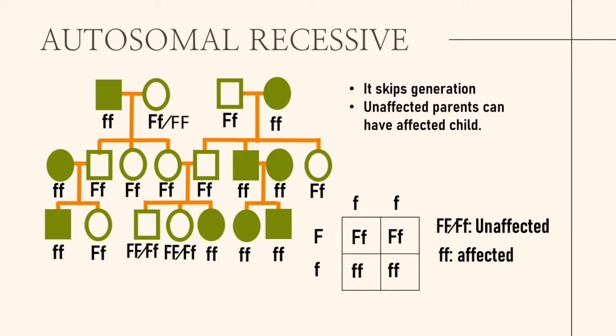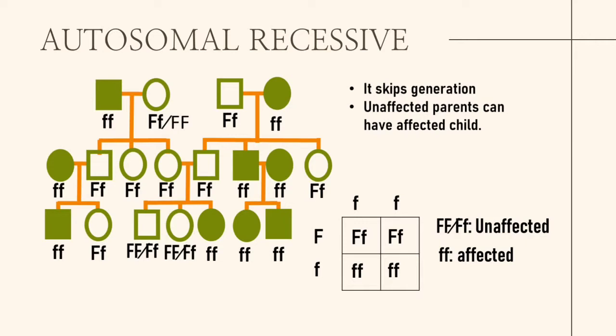Again, this one is tito and tita. Okay? Tito number 2 is affected. Tita number 2 is affected. Okay? Since both of the parents are affected, the probability or the chance of having an affected child would be 100%. Okay? So that is the pedigree for the autosomal recessive.